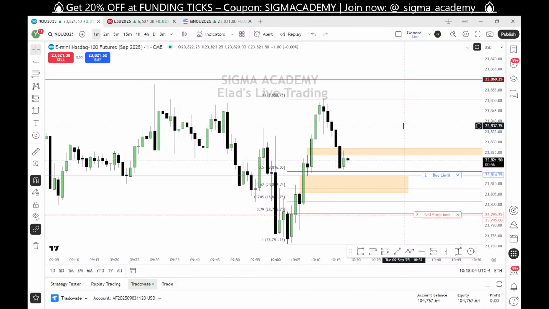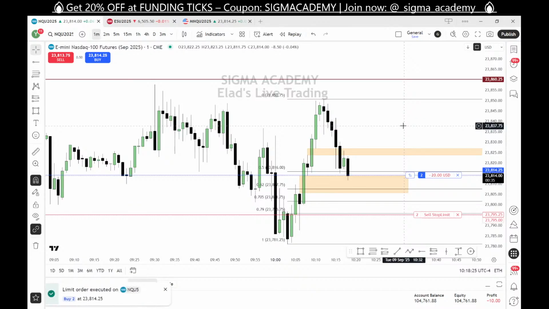Come on. It didn't react for now, so my entry is valid. Come on, to this fair value gap. This fair value gap, come on. Bam. Order filled. And we have it.